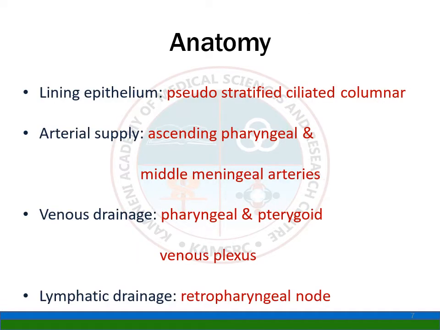The lining epithelium is pseudostratified ciliated columnar epithelium. The eustachian tube is supplied by the ascending pharyngeal and middle meningeal arteries. The middle meningeal artery is a branch of the maxillary artery, venous drainage is by the pterygoid and pharyngeal venous plexus, and lymphatic drainage is by the retropharyngeal node.